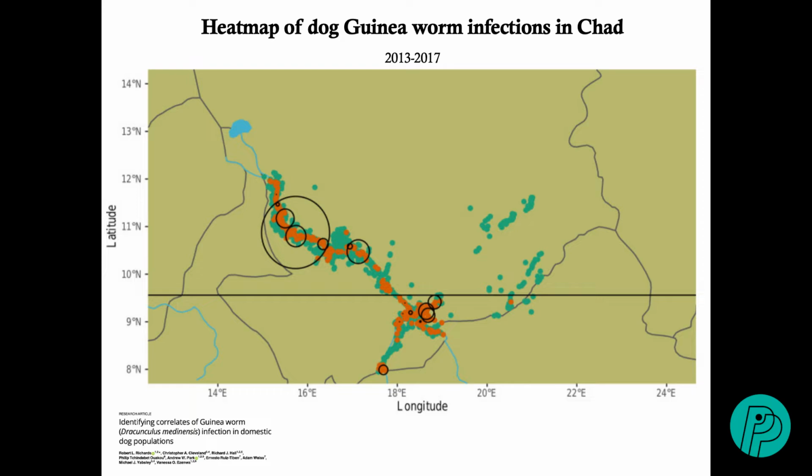So if we look at this map of Chad, and the Shari River is shown there with villages with infection in dogs shown in orange, you can see that there's infections going all the way from the north of the Shari all the way to the south in the Sar region and along some of the tributaries as well. And then those black dots show that there are hotspot villages where we tend to see increased numbers of dogs than in some of the other areas. So this is an infection that's widespread across a very large geographic area in Chad in dogs.